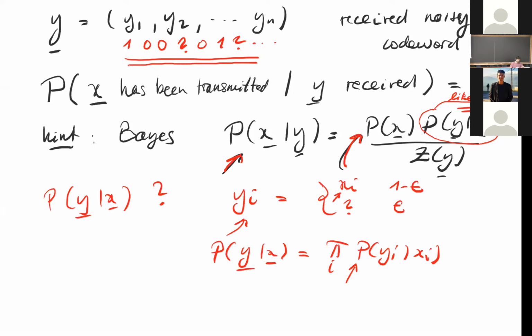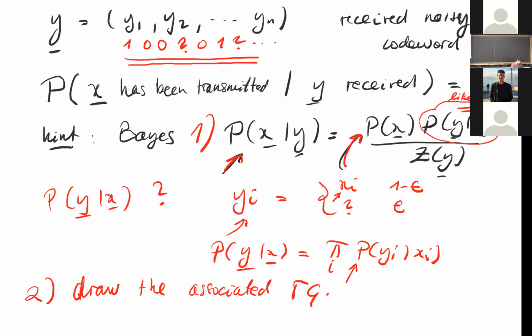But you see, and second question, so once you have done that, once you get this posterior distribution, second question, draw the associated factor graph. Because the factor graph that we drew before was only the one for P of X. This one will be maybe different because it's not the same probability distribution.